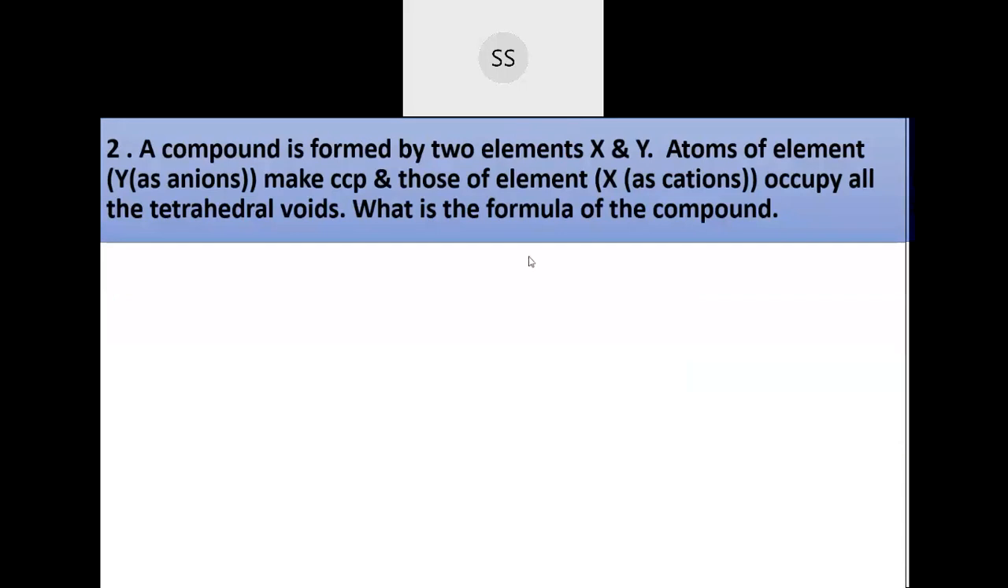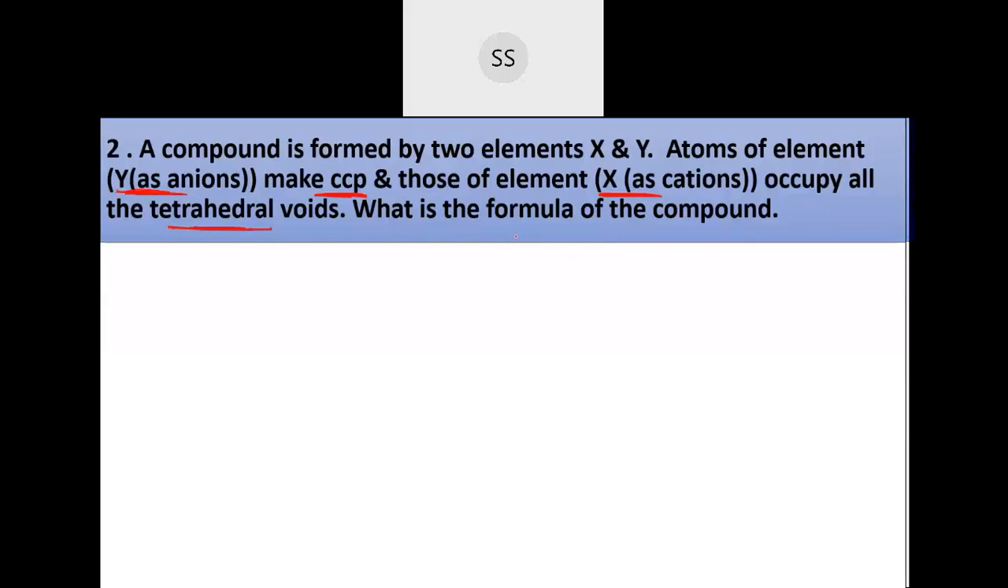Yes. Let's work out this problem now. Read the problem properly. A compound is formed by two elements, X and Y. Atoms of the element Y, which are the anions, are making the CCP lattice. And those of the element X, which are cations, are occupying the tetrahedral void. So now they are making the tetrahedral void; that time what we had was the octahedral void. Now they are asking what is the formula of this compound. So how will you proceed with the problem?